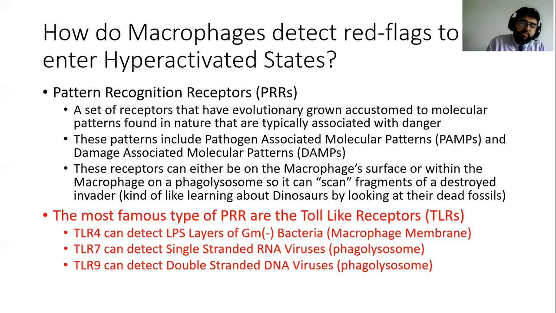And I think it's important to know these because they will come up in other subject matters. There's different types of pattern recognition receptors, and a specific type is the toll-like receptor, which I alluded to earlier. There's different subtypes of toll-like receptors that detect specific molecular patterns that are historically considered dangerous. So TLR4, for example, detects the LPS layer of gram-negative bacteria. TLR7, single-stranded RNA virus. TLR9, double-stranded DNA virus.